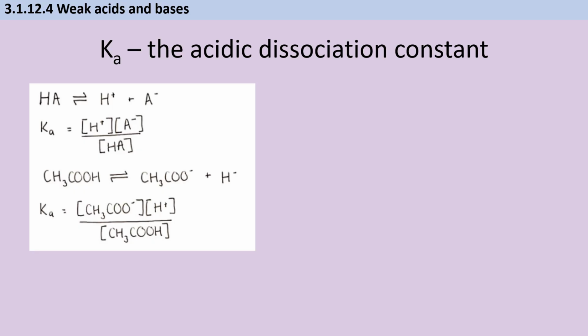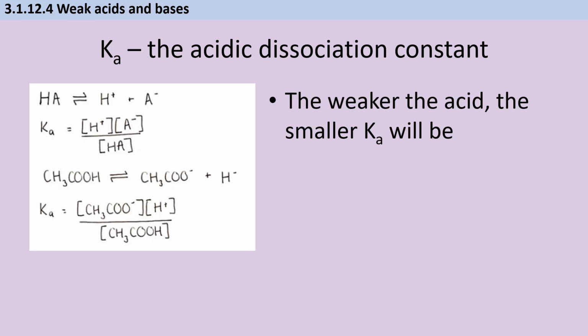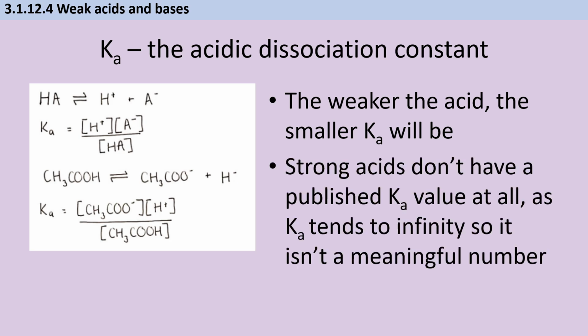The weaker the acid is, the smaller the value of Ka will be, and any Ka value smaller than 1 implies a weak acid, because it tells you that there is a higher concentration of the undissociated acid than of the ions that it breaks up into. Ka values are usually written in standard form because they're going to be pretty tiny. Strong acids tend not to have a published Ka value because Ka would tend to infinity, so it's not a meaningful number.